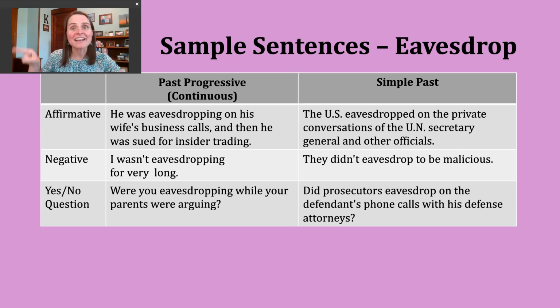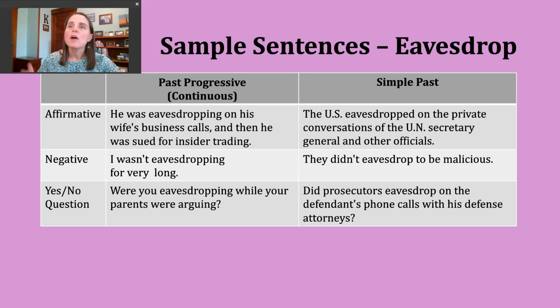And so that past progressive here describes that the action was continuing or it was ongoing. Okay? So now let's take a look at making a negative past progressive sentence.